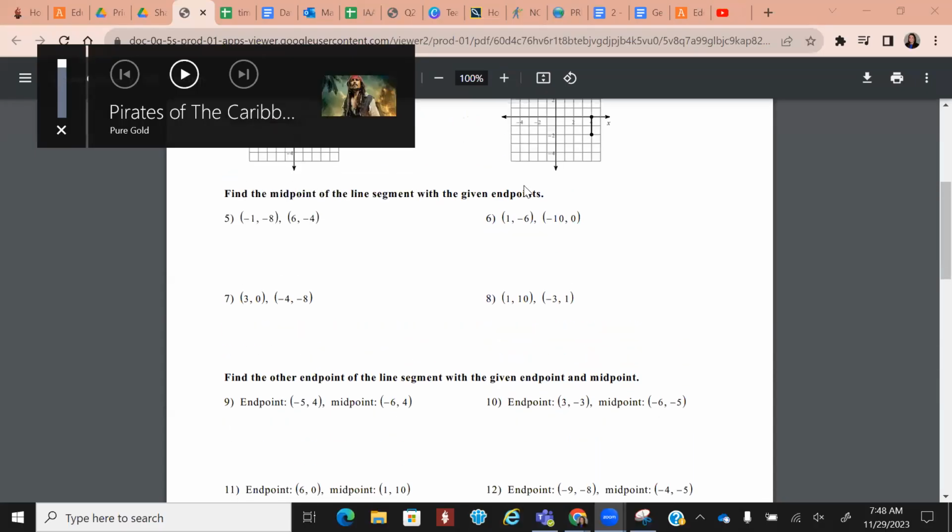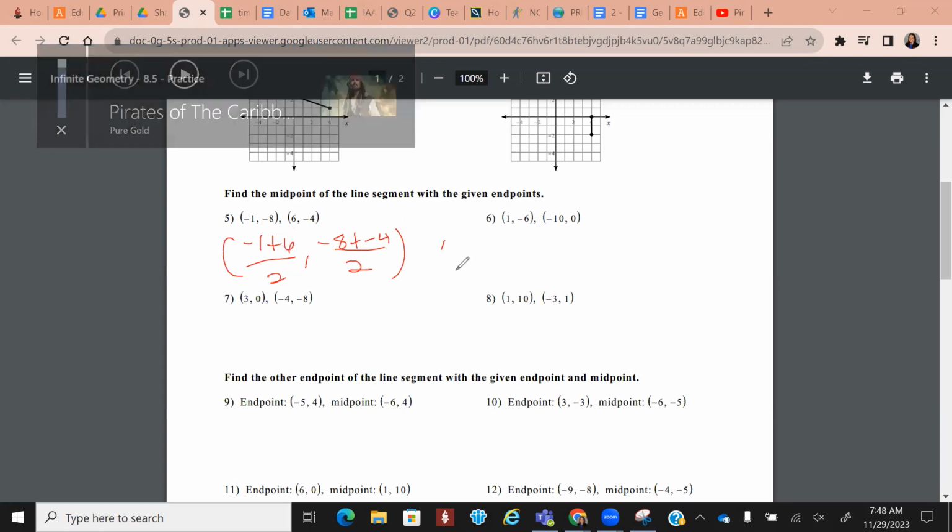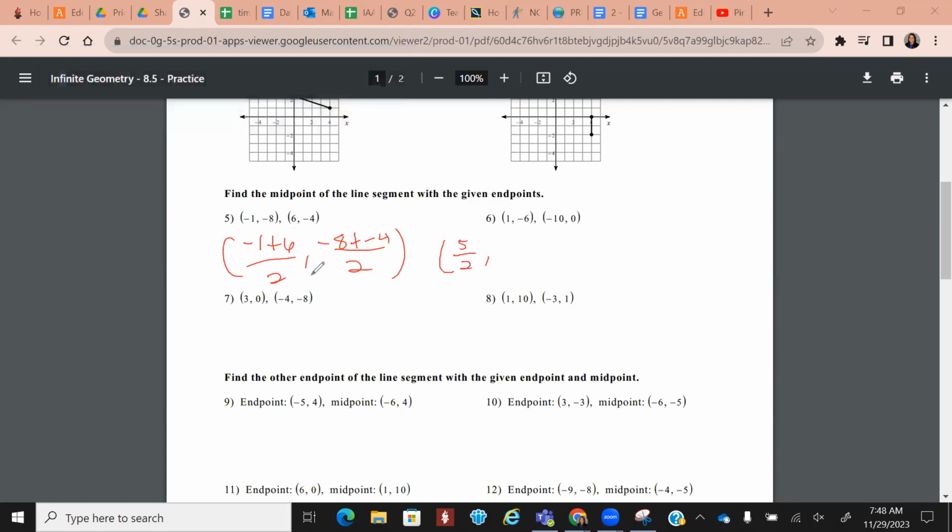Okay, so let's look at number 5. Again, you're going to label those x1, y1, x2, y2, and then plug in. So -1 plus 6 divided by 2, and -8 plus -4 divided by 2. So -1 plus 6 is 5. 5 divided by 2 is 5 halves, or you can say 2.5. And then -8 plus -4 is -12. -12 divided by 2 is -6. Is that what you got? Yeah. Again, 2.5 comma -6 is okay too.